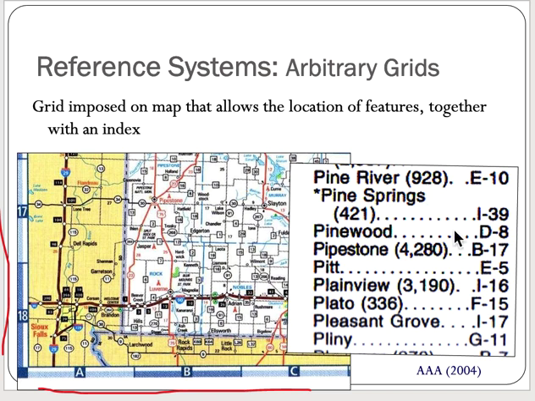So for example, if I want to see the location of Pipestone, I would look at this map and go to B and match it with 17. So again, it's showing us where the location of features are. The GCC map uses an arbitrary grid system to show building locations on campus.